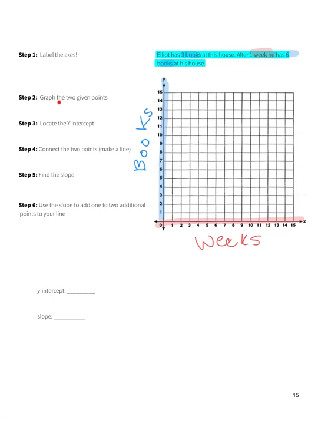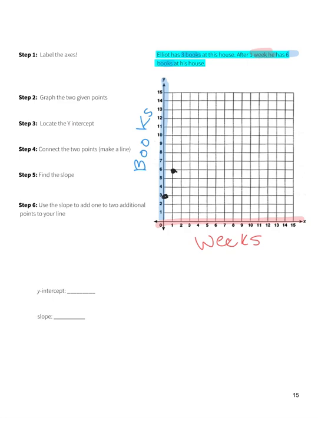Let's go to step 2. Graph the given points. All right. So he starts with 3 books. At 0 weeks, he has 3 books, so that will go right there. Our second point is after 1 week, he has 6 books. So 1 week, 6 books. Okay, I labeled my 2 points.